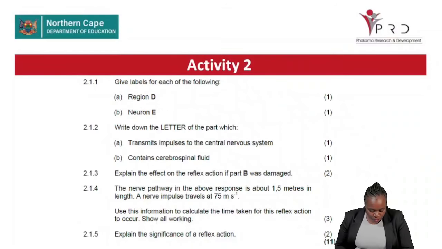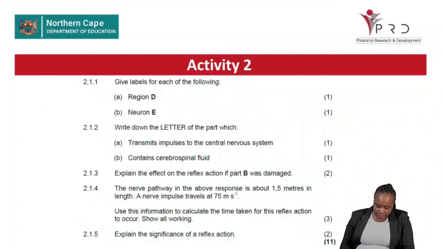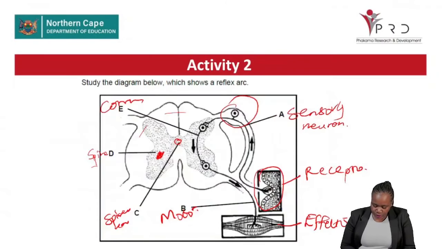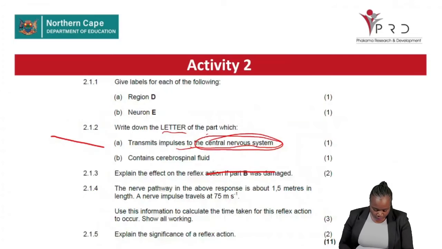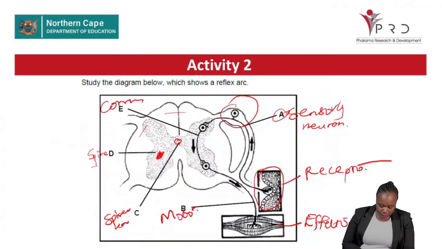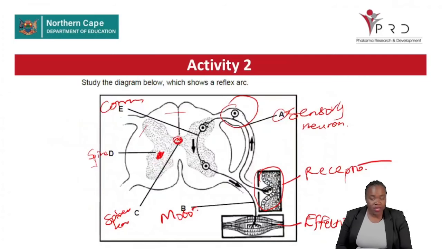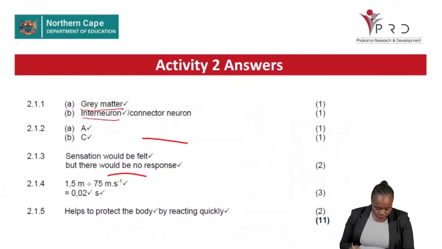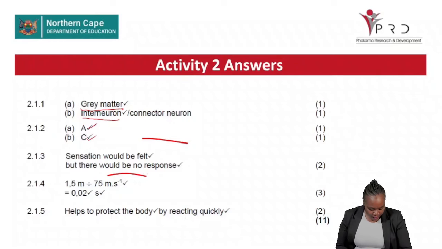And then 2.1.2, it says write down the letter of the part which transmits impulses to the central nervous system. So that is the sensory neuron. The sensory neuron is part A. Okay. Let's have a look at the next question. The part that contains the cerebrospinal fluid would be the spinal canal, which is part C. Right. So we have A, which is the sensory neuron, and C, which is the spinal canal.